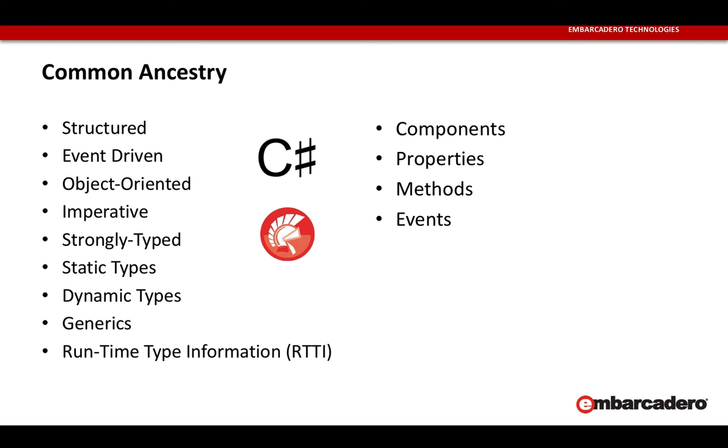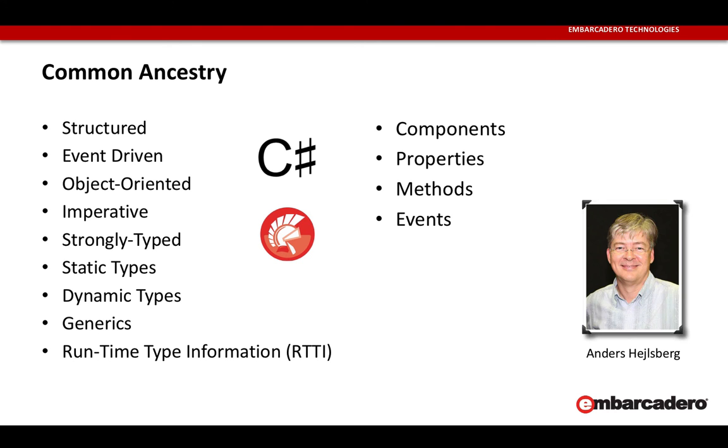They're imperative. Delphi and C# are both strongly typed languages. They have static types, dynamic types, generics, runtime type information, and reflection. In terms of the way you build the user interface, you can use components with properties, events, and methods driving underneath those. Method and event-driven development. They're both RAD. And it's very easy to see why they have such a common ancestry when you know that Anders Hejlsberg is the guy behind both languages.